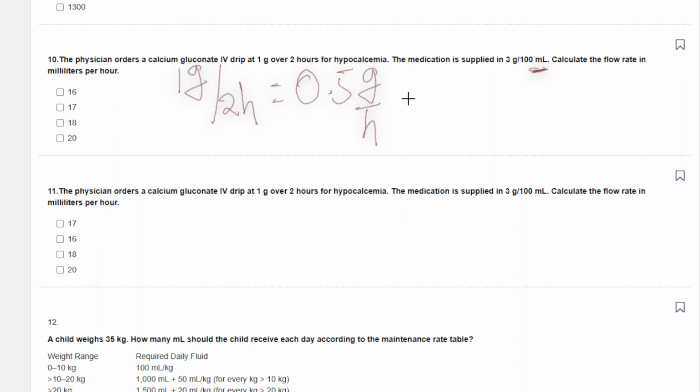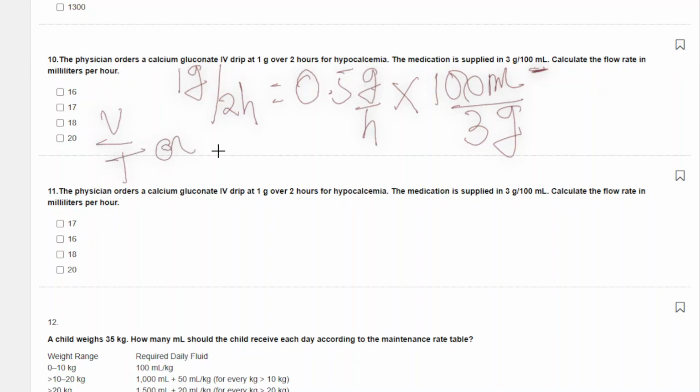I need to multiply that by quantity. My quantity is 100 ml and divide by my available, which is 3 gram. All right, I got gram over there, it's good. Remember, for infusion rate, you can use either volume over time or the dosage calculation, which is order over available times quantity. Your order and available, and your quantity and your available, always go together.